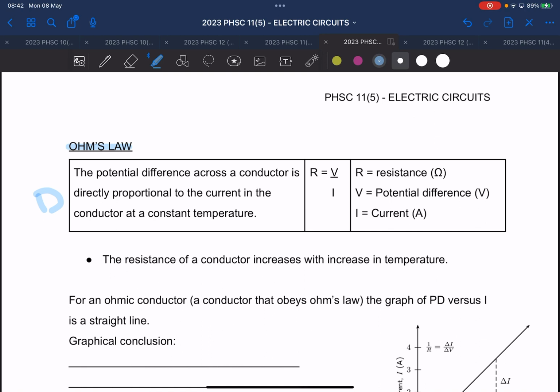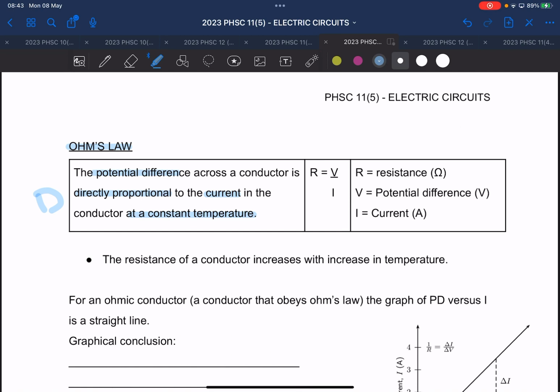They say, the potential difference across a conductor is directly proportional to the current in the conductor at a constant temperature. Can you see here that we have 3 variables? We have potential difference, current, and temperature. And remember in science, we can't have 3 things changing. One is our independent variable, one is our dependent variable, and one is our constant. Okay, so they chose to keep temperature constant.